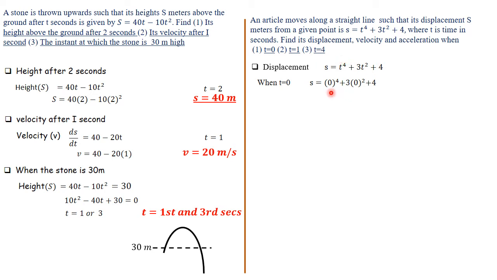And so we have s equals 0 raised to 4 plus 3 in brackets 0 squared and all that. And therefore, the answer will be 4 meters. When t equals 1, again, put 1 in this function here. We're going to have 1 raised to 4 plus 3 in brackets 1 squared plus 4, and the answer will be 8 meters. When t equals 4, we do the same thing, and you get your answer as 308 meters far from the beginning point.